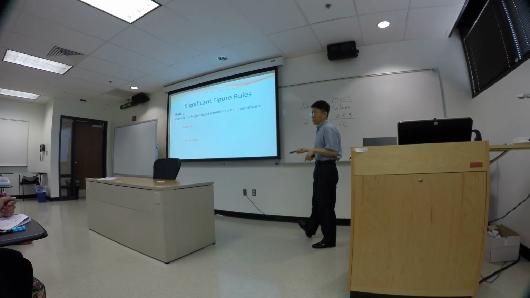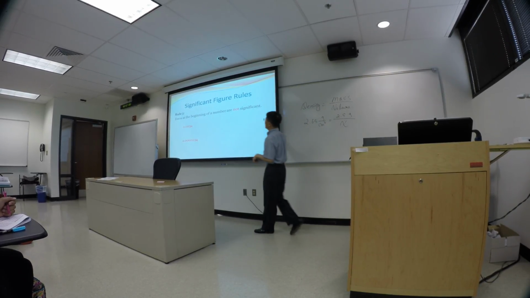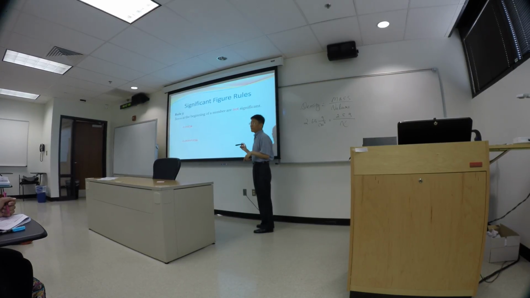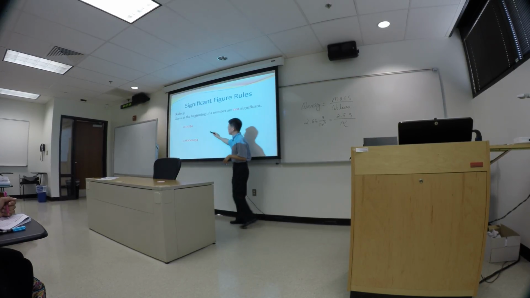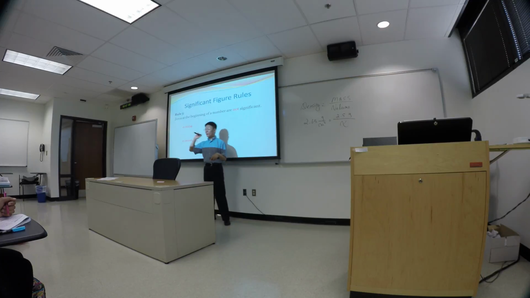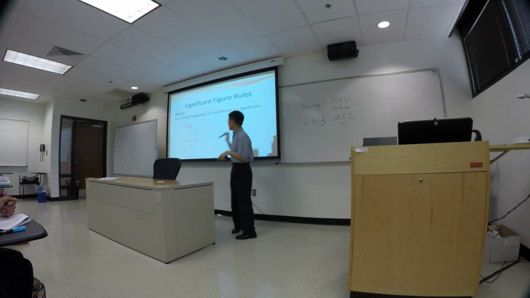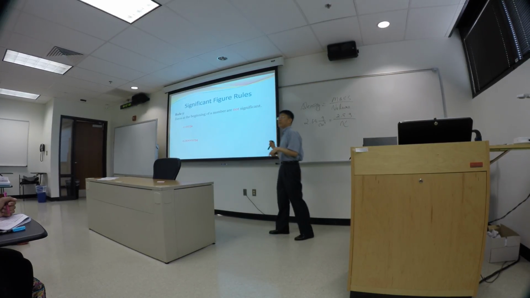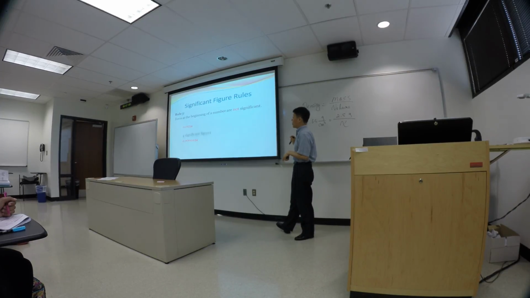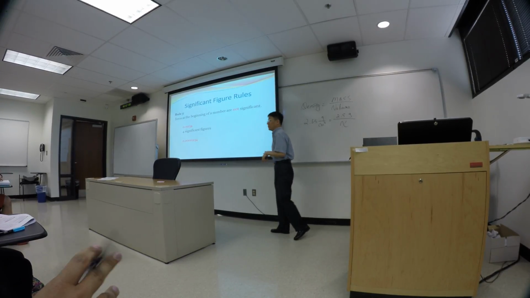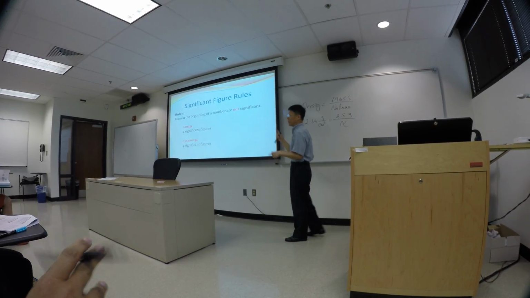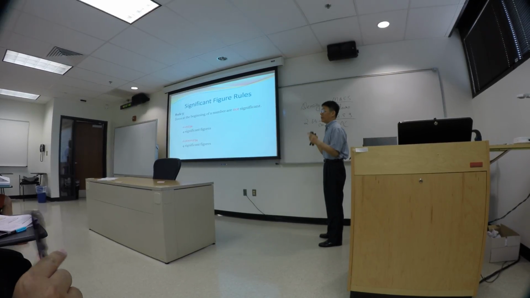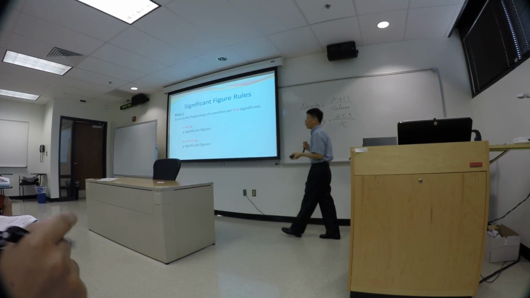And rule number 3, zeros at the beginning of a number are not significant. So this number, 0.01234. There are 6 digits in there. How many sig figs? 4. Just 4. So the leading zeros are never significant. That's another thing you need to remember.